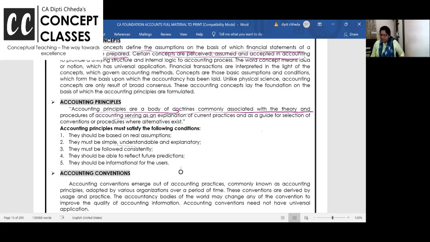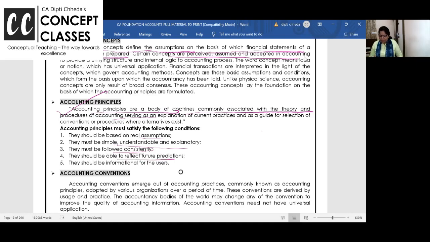They should be simple to understand. They should be followed consistently. You need to follow these accounting principles consistently. You can't change, okay, this year SLM, next year WDV, ma'am, this time there is a loss, we will not charge depreciation. No. The fundamental concept of the accounting is you need to follow things consistently. Then you can compare your result with last year. You can compare your result with competitors, with the industry, provided you are doing things consistently.